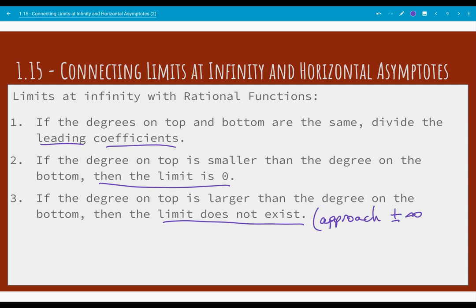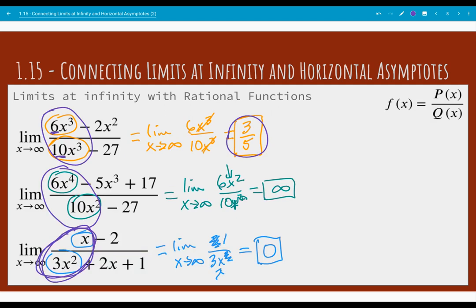positive or negative infinity. Now, I'm going to address this in another video, but we also need to consider what would happen if x is approaching negative infinity. And generally, we're going to have the same things happen. We just have to make sure we're careful about signs. In particular, we have to be careful about signs with any numerical values that we get and with infinity.